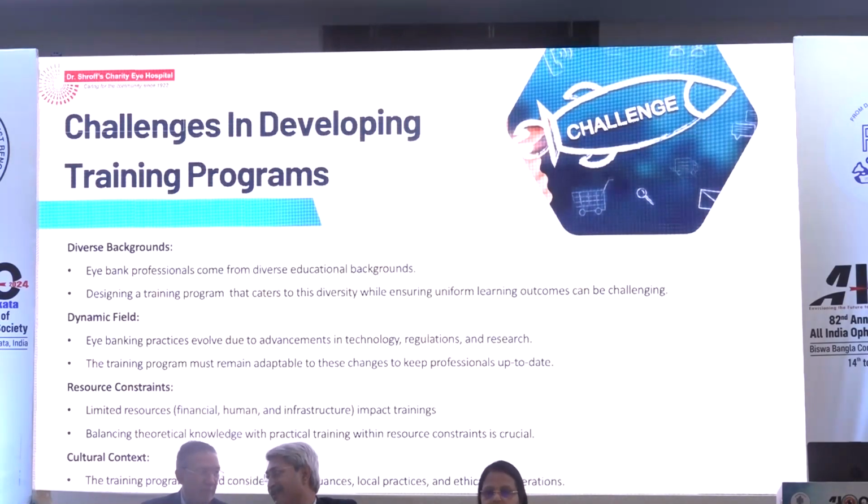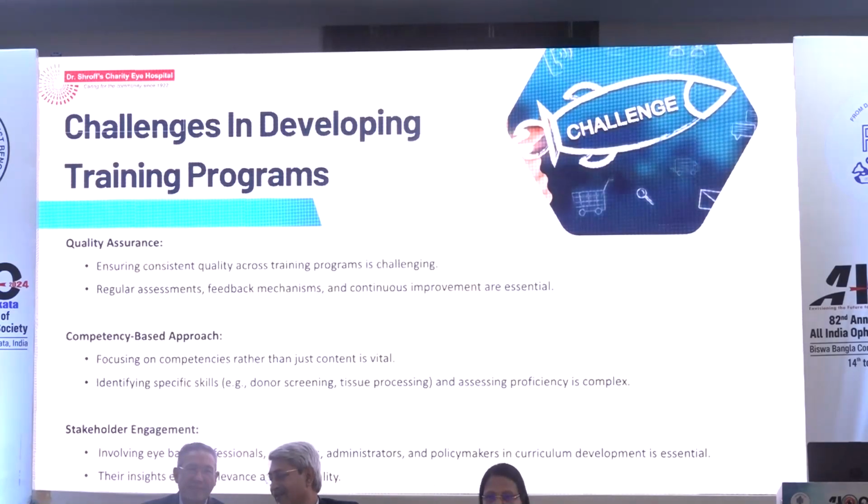iBankers have resource constraints, and we all understand that. Resources in terms of finances and human resources as well as infrastructure impact the training. We have people who need to be trained, but we don't have trainers who can train these people. Balancing theoretical knowledge with practical training within resource constraints is also crucial. And of course, we have to have the cultural context in our training programs.